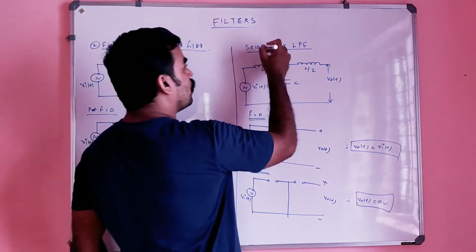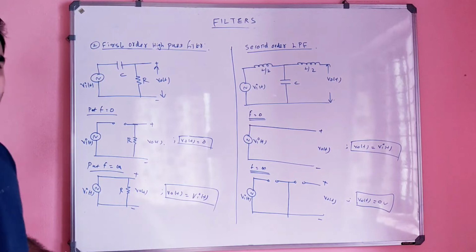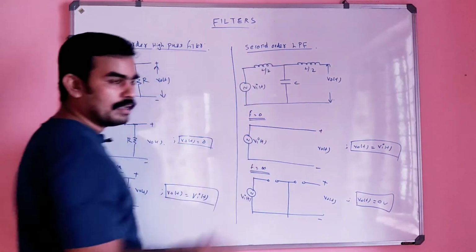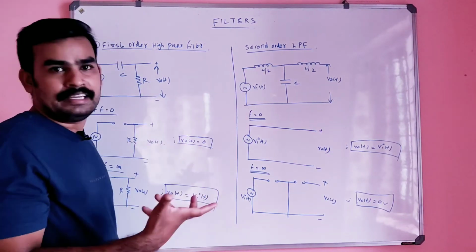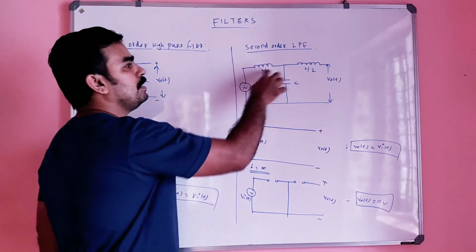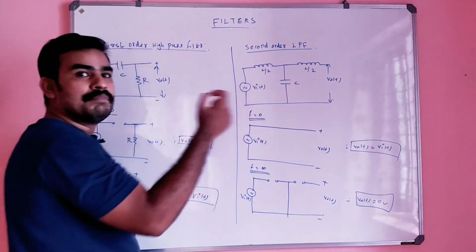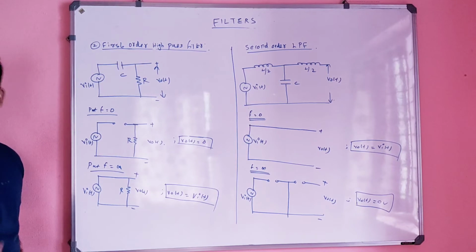And the name second order means there are two dynamic elements. One is inductor and another is capacitor. The splitting, you don't need to look at that, because it's simply L by 2 plus L by 2, effectively L. It will be a simple LC combination. How many LC combinations are there, that also you can check for the order.